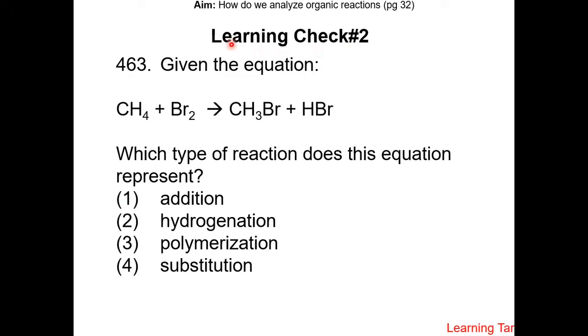Learning check number 2. Given the reaction, which type of reaction does this equation represent? Pause the video. Resume as completed. The equation has 2 reactants and 2 products. 1 atom from each molecule switches places. Therefore, this is an example of a substitution reaction. Choice 4.